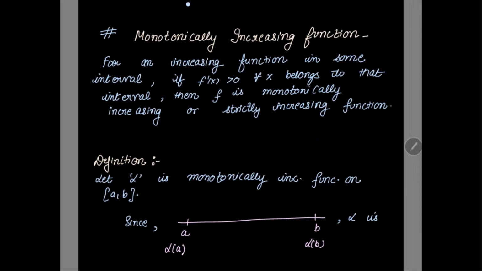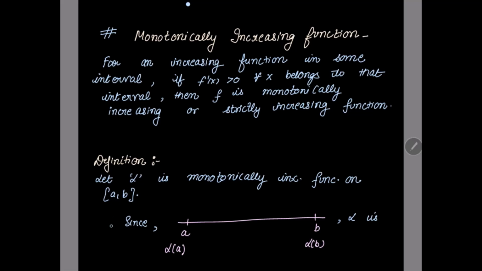Now there is another definition. Let alpha be a monotonically increasing function. Now, what is a monotonically increasing function? For an increasing function in some interval, if the derivative of f(x) is strictly positive for all x belonging to that interval, that means for every value of x the derivative of the function is strictly positive, then f is a monotonically increasing or strictly increasing function.